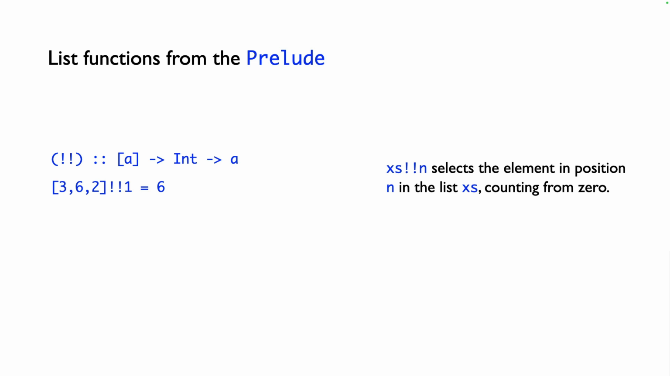One thing that we can do, and I introduced this earlier as well, is select elements from a list, using the pling pling, the exclamation mark operator, and that selects the element in the nth position starting at 0. So if we ask for element number 1 from the list 3 6 2, we get 6.